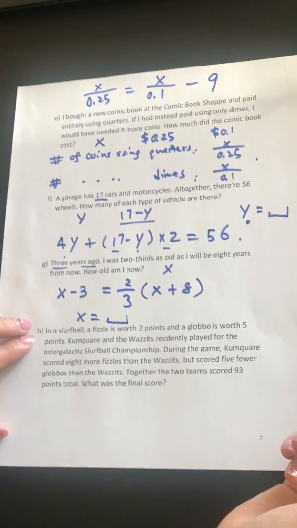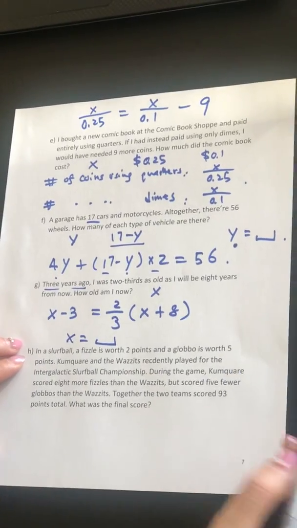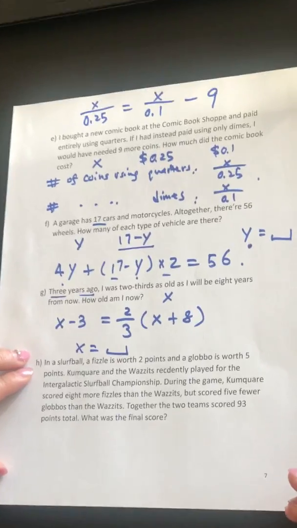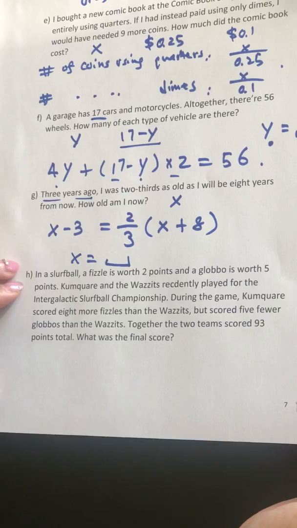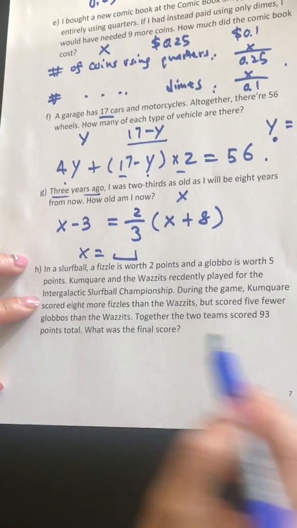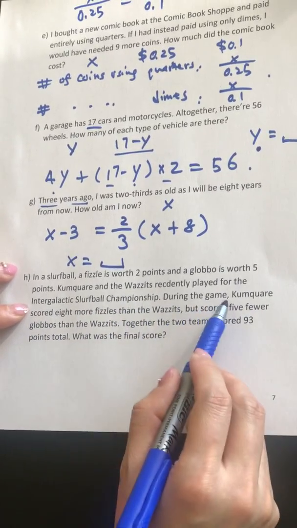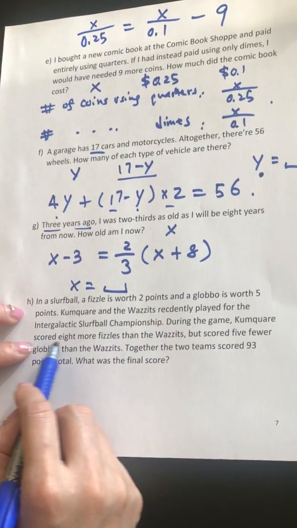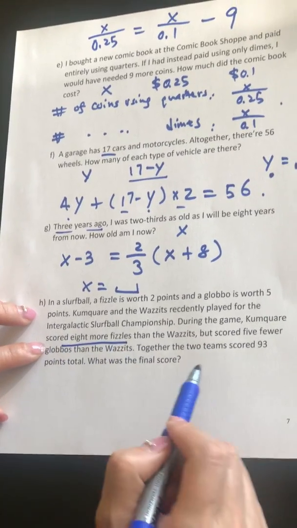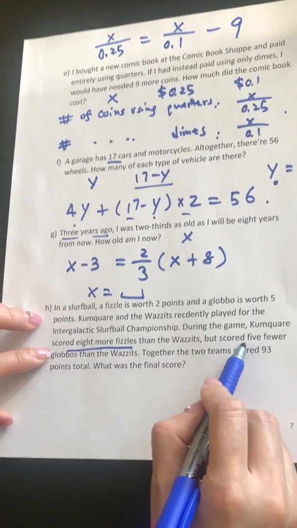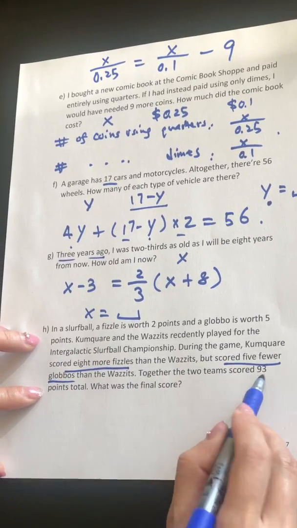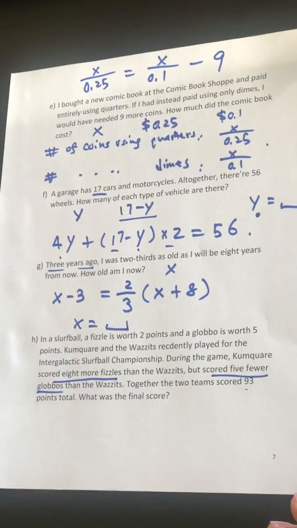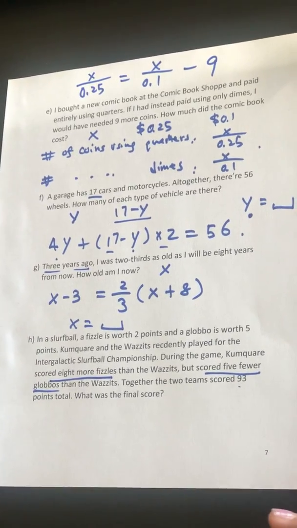H. In slurball, a frizzle is worth 2 points, and a glob is worth 5 points. Team K and the Wattses recently played for this championship. During the game, team K scored eight more frizzles than the Wattses, but scored 5 fewer globs than the Wattses. Together, they scored 93 points total. What was the final score for each team?